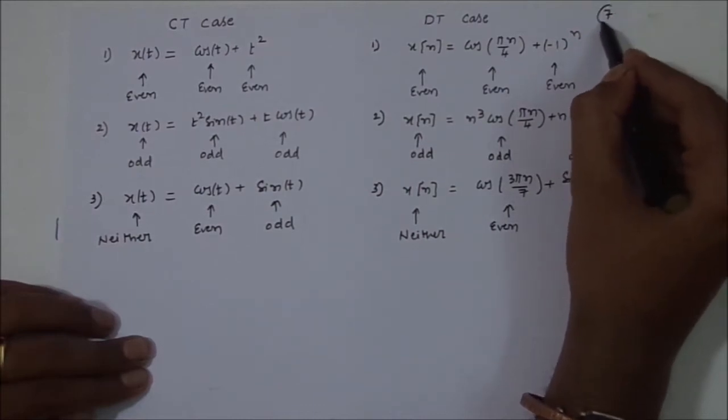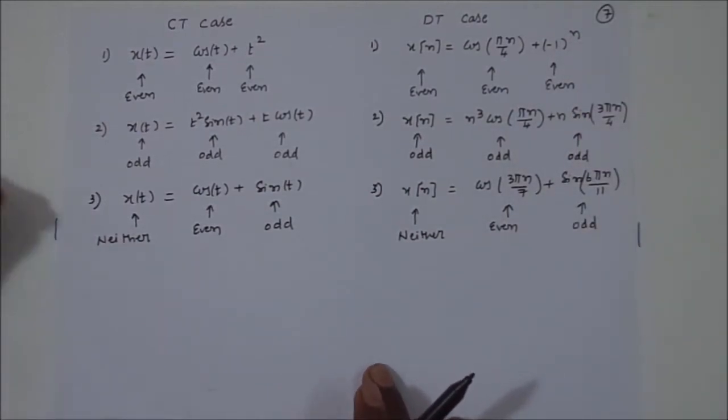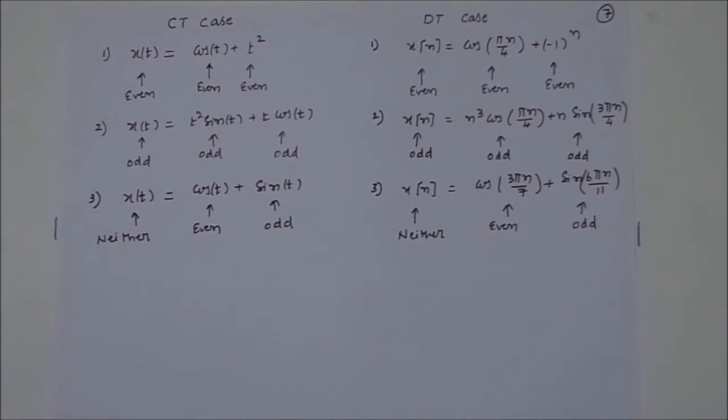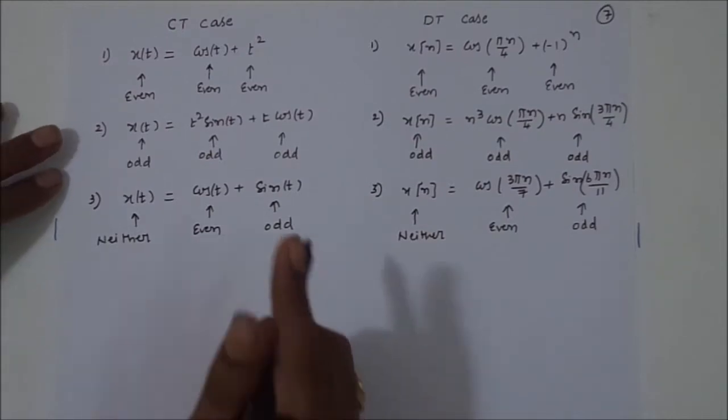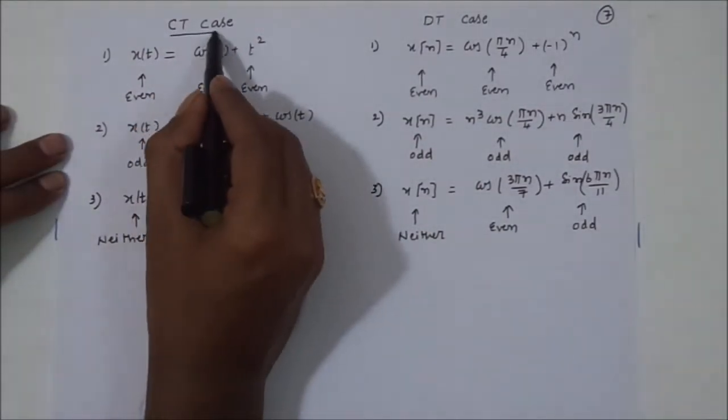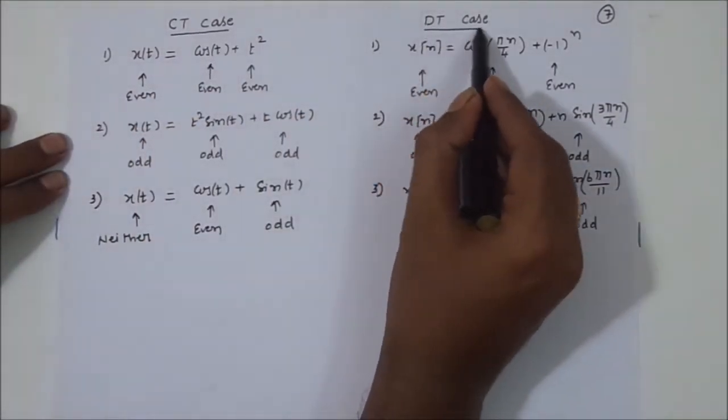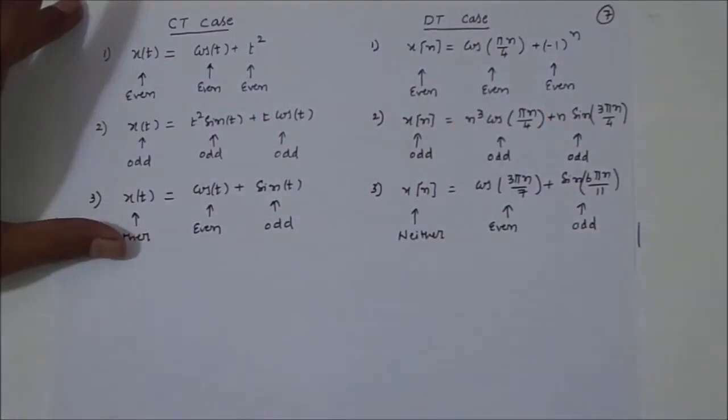So let us take this as page number 7. Right, so this is as far as addition of two signals is concerned. Now we will take a few examples for what happens for multiplication.